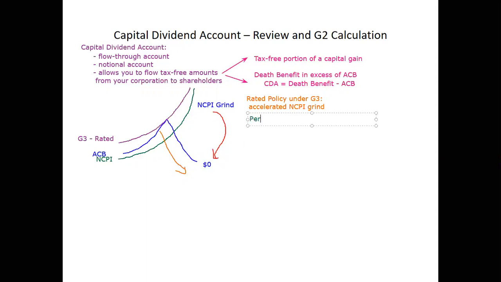Now, personally, for personally owned policies, we generally want that higher ACB is better, right? And generally in corporately owned policies, generally a lower ACB is better. And really the way this thing works is the ACB rules become really an anti-dump-in provision.